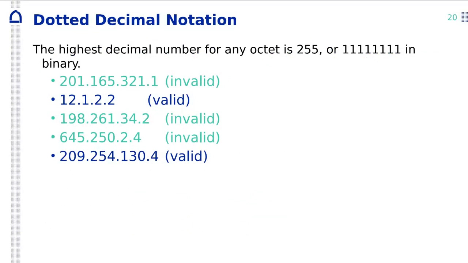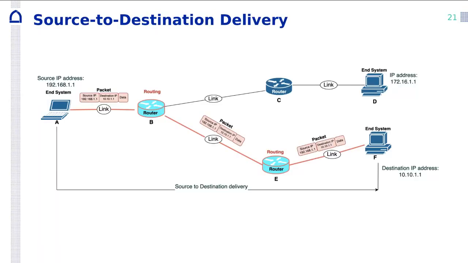Okay, which one of these is invalid? Why is this one invalid? Because each octet should not be more than 255. So this one is invalid, correct? This one is invalid. This one is valid. So if you see something above 255, then it is an invalid address. Okay?